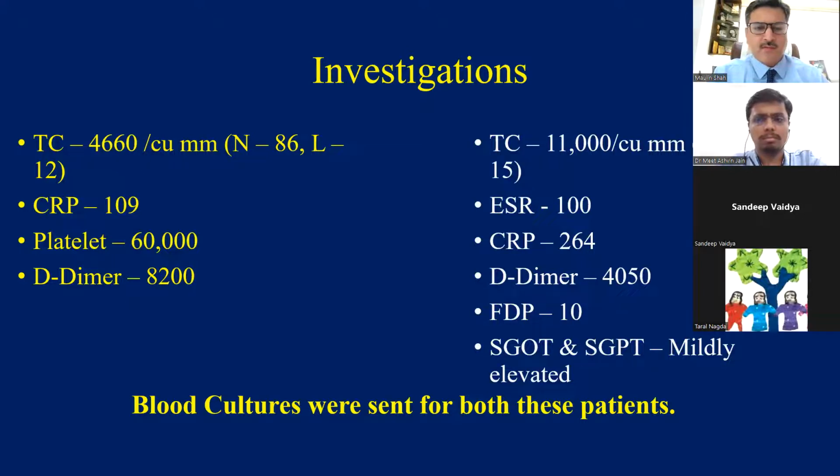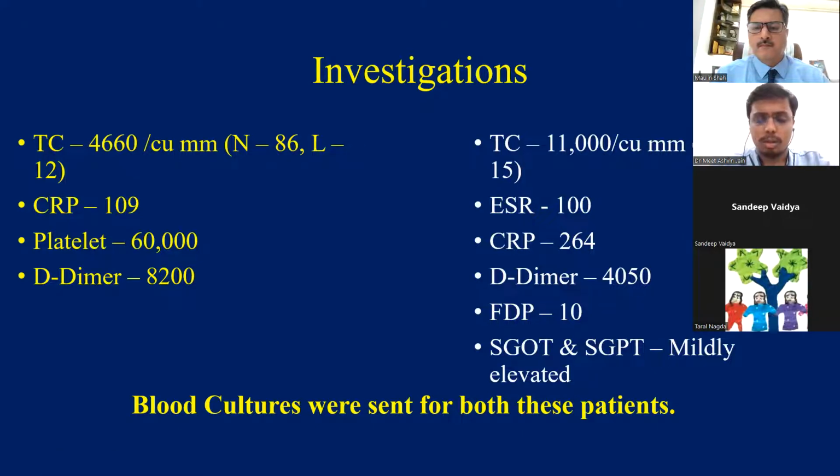So Meet, please take us through the journey of both the cases. So in the 6-year-old patient with the complaints of the hip, the total count was not raised. It was around 4,600. The CRP was 109. Platelets were significantly reduced at 60,000, and D dimer was extremely high at 8,200. And in our patient with the proximal humerus complaints, the total count was 11,000. ESR was 100. CRP 264. D dimer was 4,000, as we have already discussed. SGOT and SGPT had mild elevation as well.